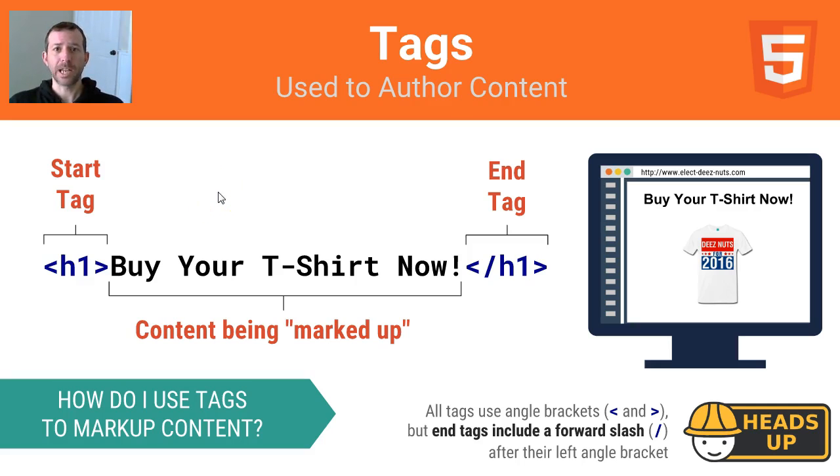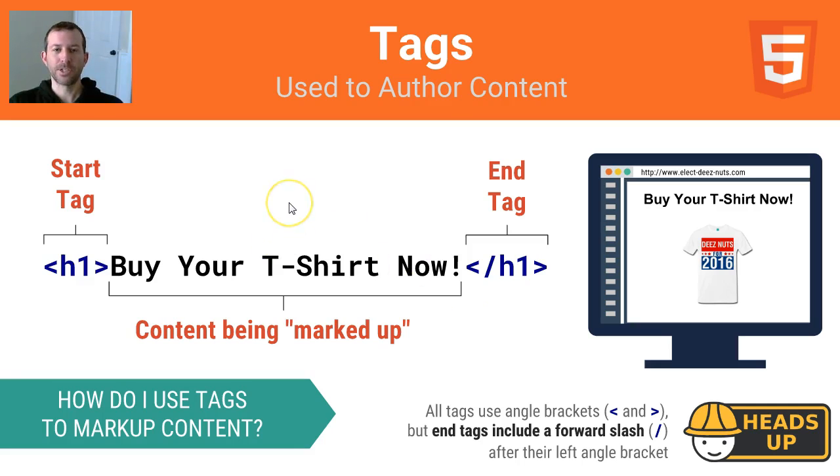So let's take a closer look at the heading. So H1 is my element, and here is my start tag. You'll see that it has a left angle bracket and a right angle bracket that surrounds the H1. Then I have content in the middle. This is what we are marking up. And then when I'm done with my content, I will put in an end tag. You will see that there is a slash here, and then H1 enclosed in a left and right angle bracket.